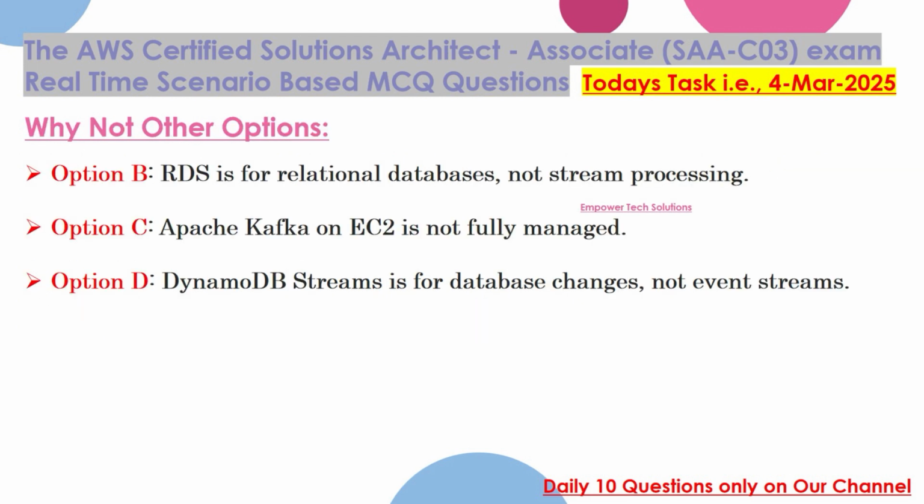Why not other options? Option B, RDS is for relational databases, not stream processing. Option C, Apache Kafka on EC2 is not fully managed. Option D, DynamoDB Streams is for database changes, not event streams.